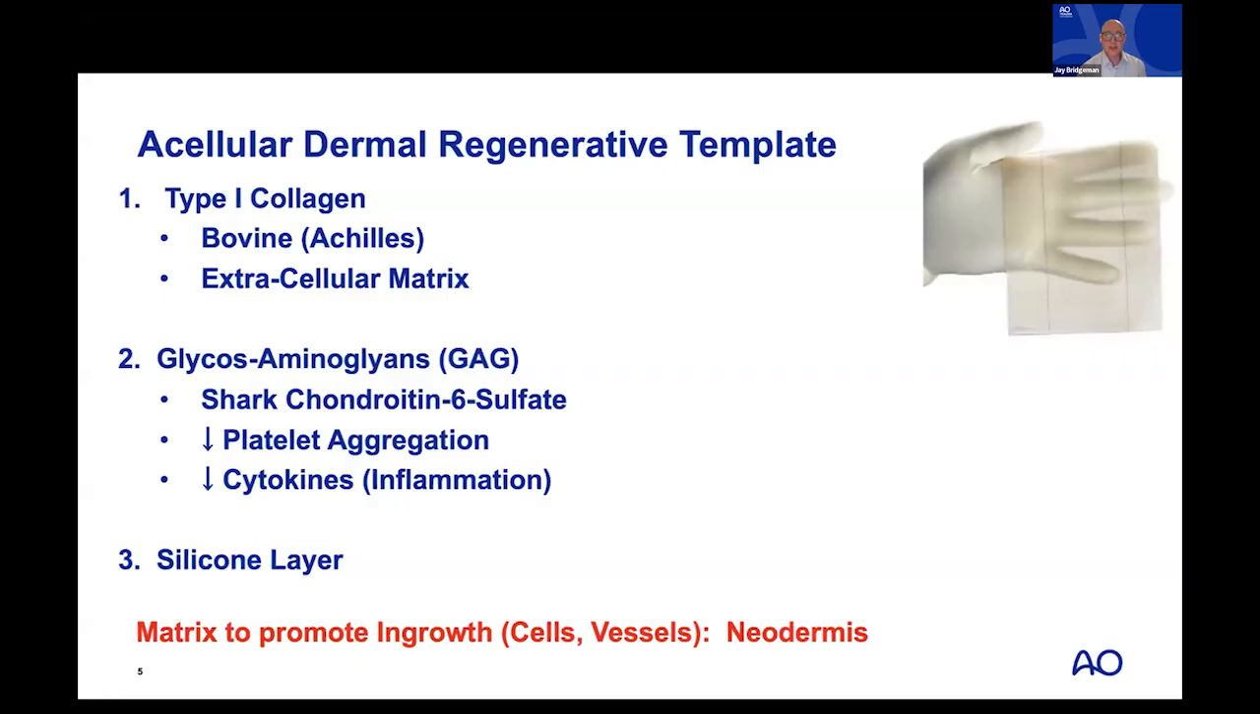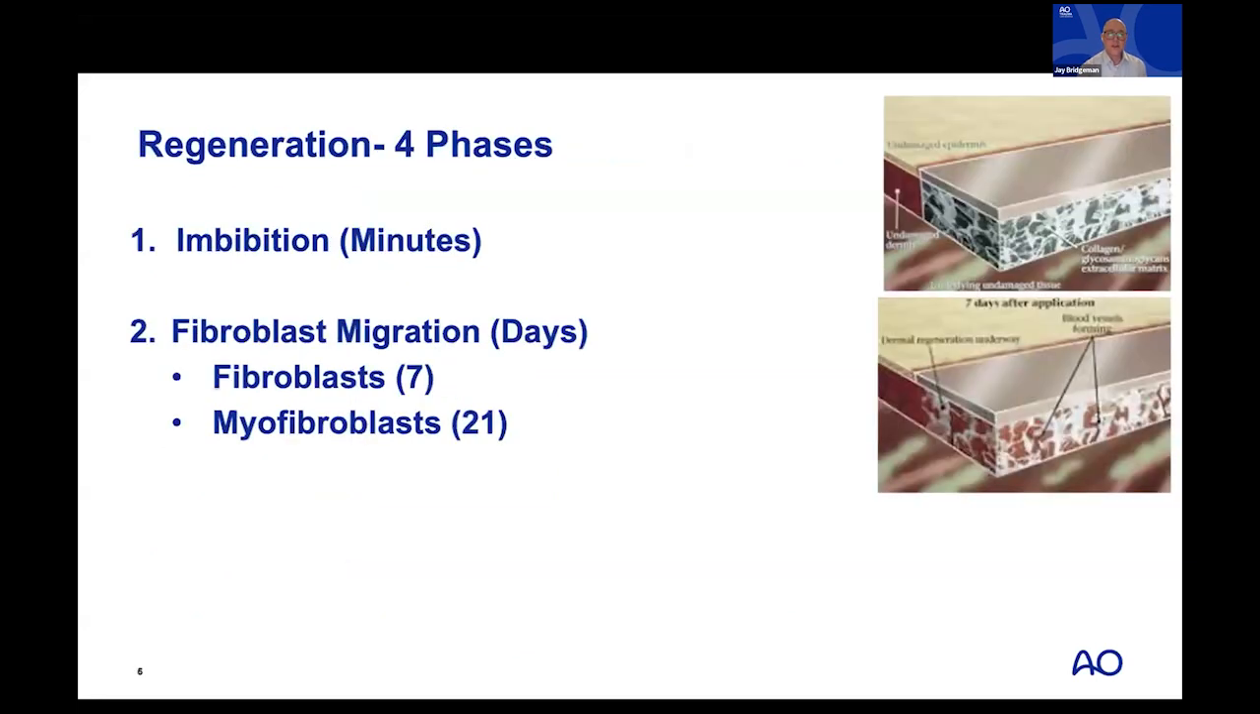But the whole purpose of it is it's a matrix to promote ingrowth from the native tissues of cells and vessels to form what is called a neodermis that would support later reconstruction. So what are the phases of this regeneration? The first is imbibition. So some of these things are kind of similar to the skin grafts, but the imbibition occurs within minutes, and that fluid from the wound itself is imbibed into the matrix. This fluid contains fibrin and other factors.